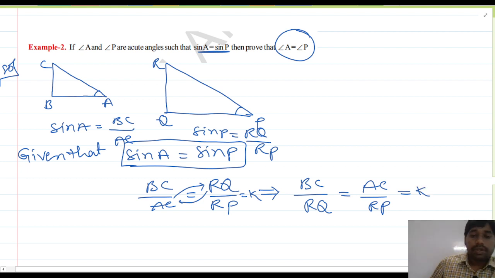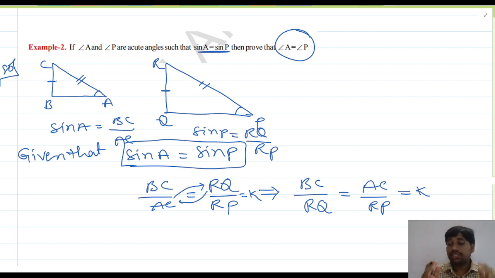As we know, two side ratios correspond to each other. Then we will find if the third ratio, AB and PQ, is also equal, then we can say these two triangles are similar triangles. If two triangles are similar, then their corresponding angles are also equal. So on that basis, I want to solve this particular question.